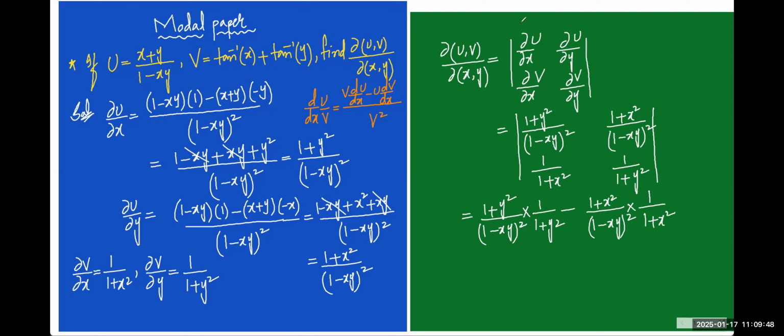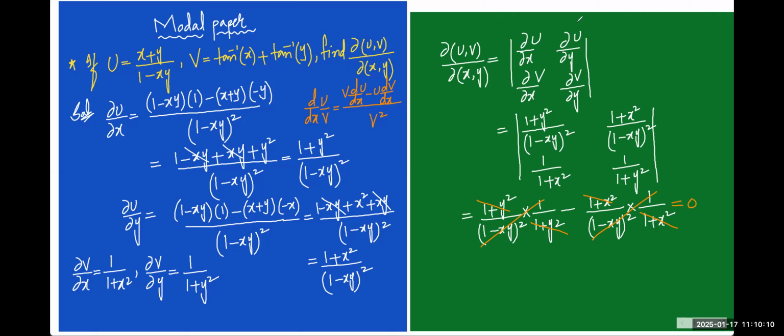Now look at this, some of the values are again cancelled. What are the values? Here, these two are cancelled. Here, these two are cancelled. And whatever is left of 1 by 1 minus xy whole square, minus and minus, this term is again cancelling with this term. We are getting our answer as 0.